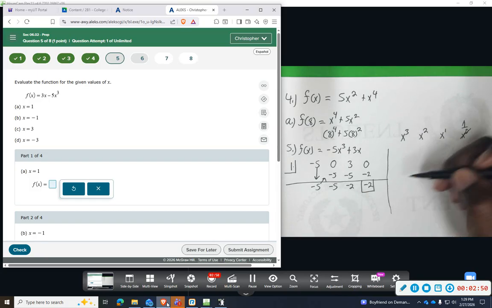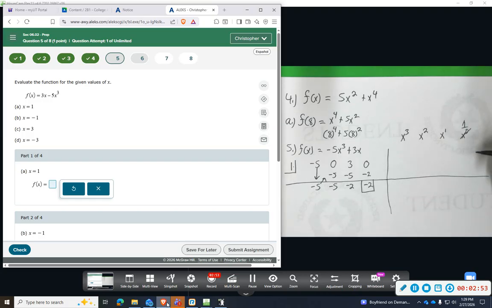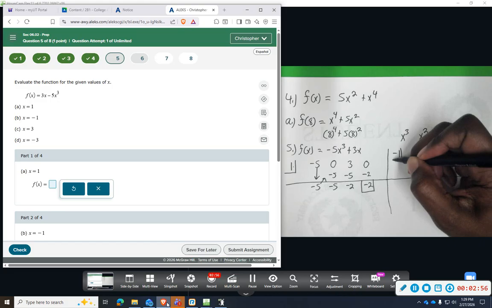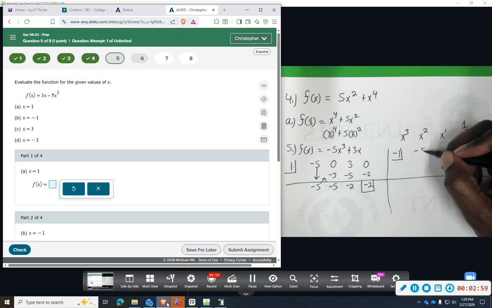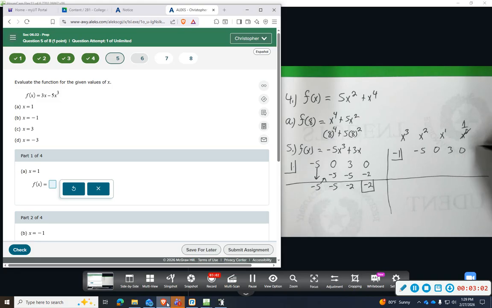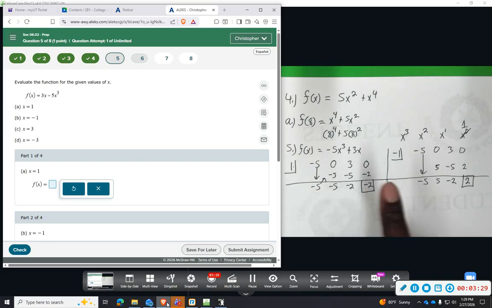I'll set this up again, and I'll do it for all 4 of them just so you can see the pattern. The next number we're going to do is negative 1. Same setup: negative 5, 0, 3, 0. Bring the first number straight down. Negative 1 times negative 5, positive 5, and positive 5. Negative 1 times negative 5, negative 5. Combine, we get negative 2. Negative 1 times negative 2 gives me a positive 2. Add, and we get a positive 2 here. So positive 1 gives me negative 2. Negative 1 gives me a positive 2.